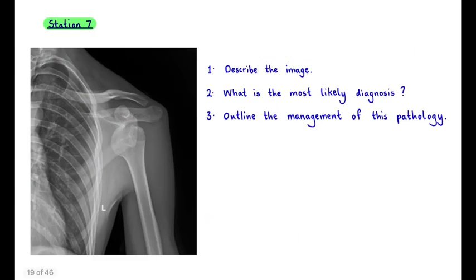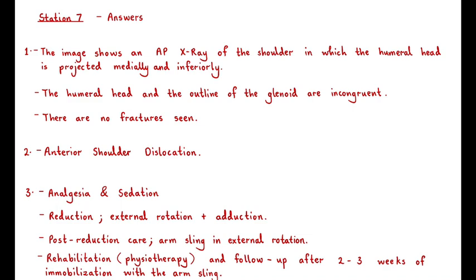And then the management of this pathology: analgesia and sedation, reduction. So how you reduce this particular dislocation is via external rotation plus adduction. And then after that, you administer post-reduction care, which is an arm sling. So when you make the arm sling, the hand should be resting in an external rotation position. And lastly, rehabilitation or physiotherapy and follow-up after 2 to 3 weeks of immobilization with the arm sling.